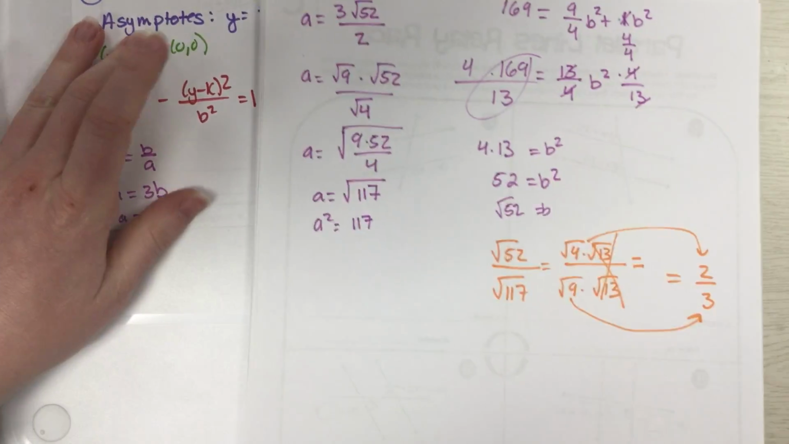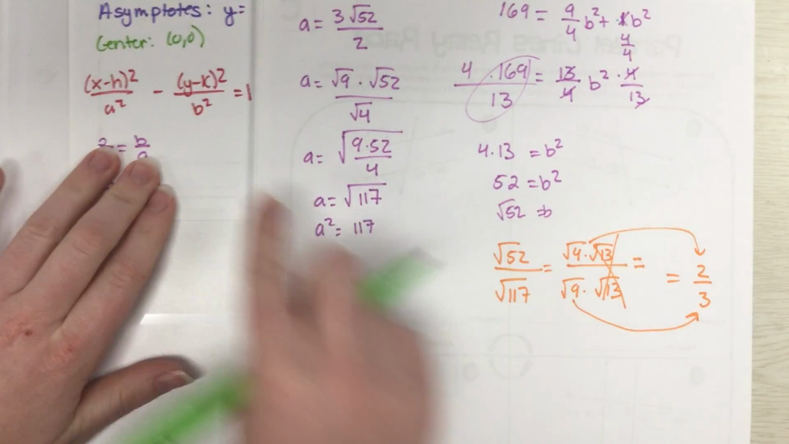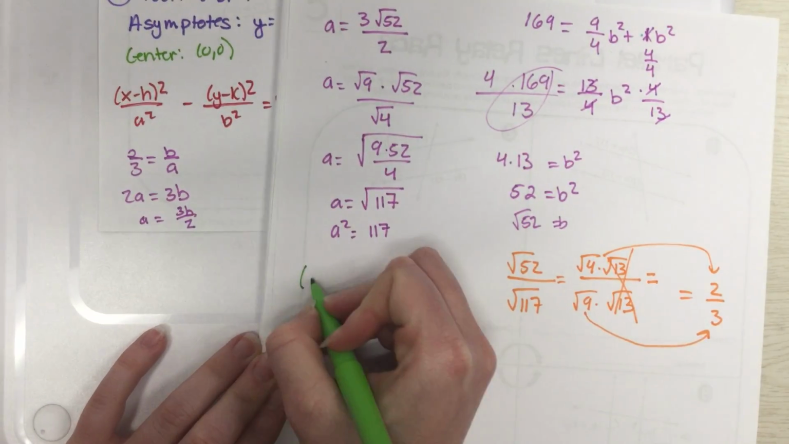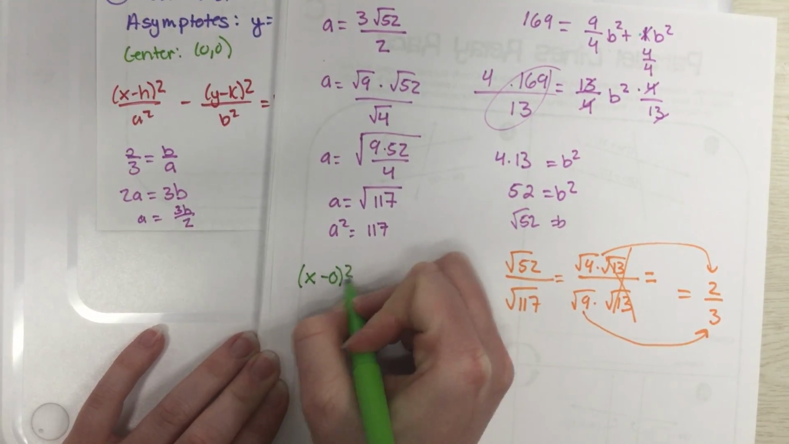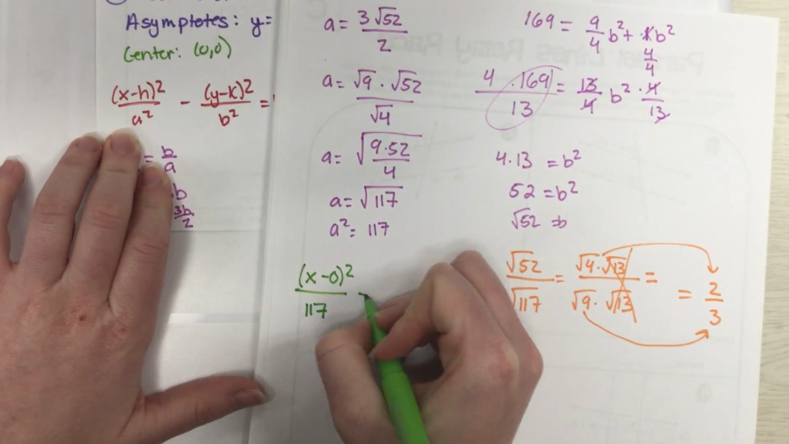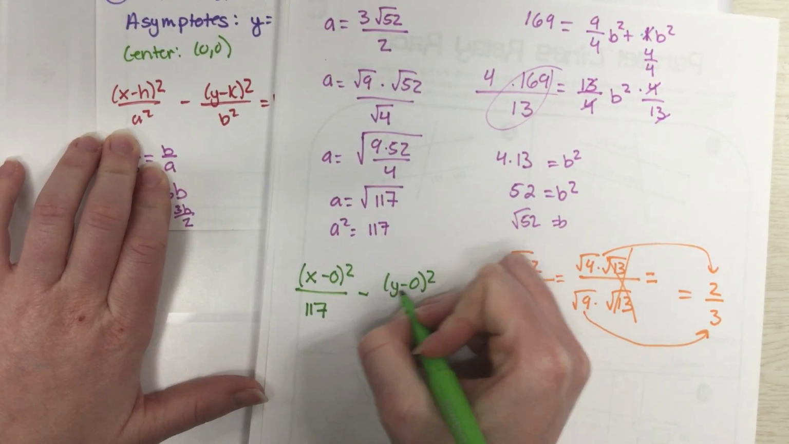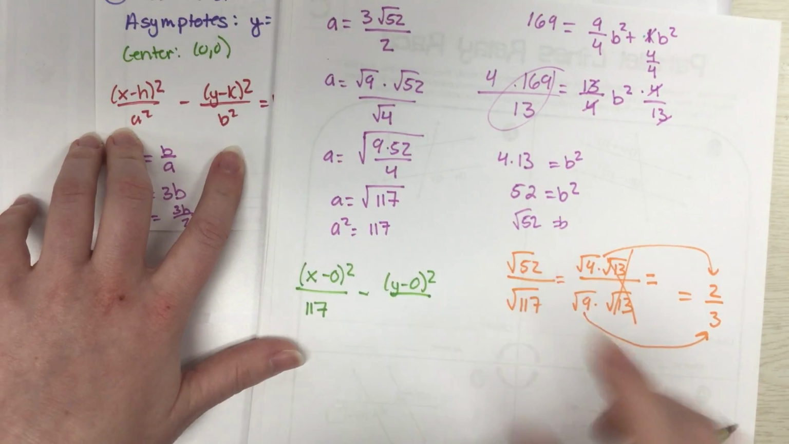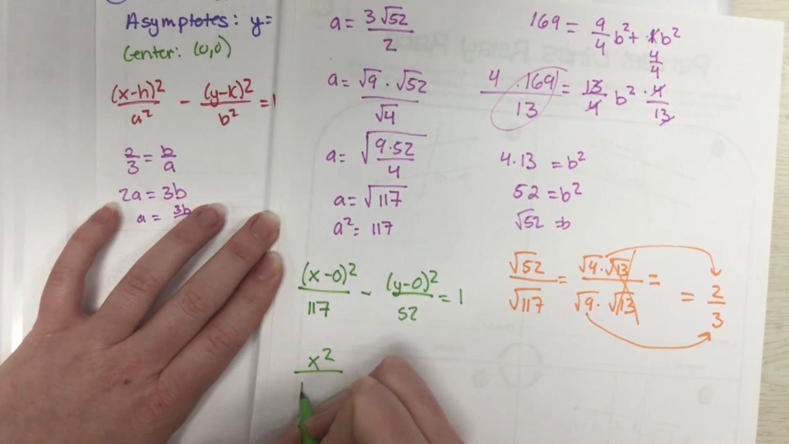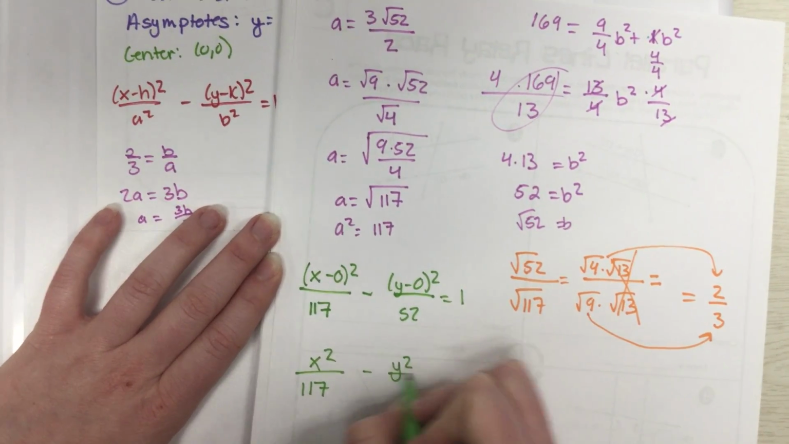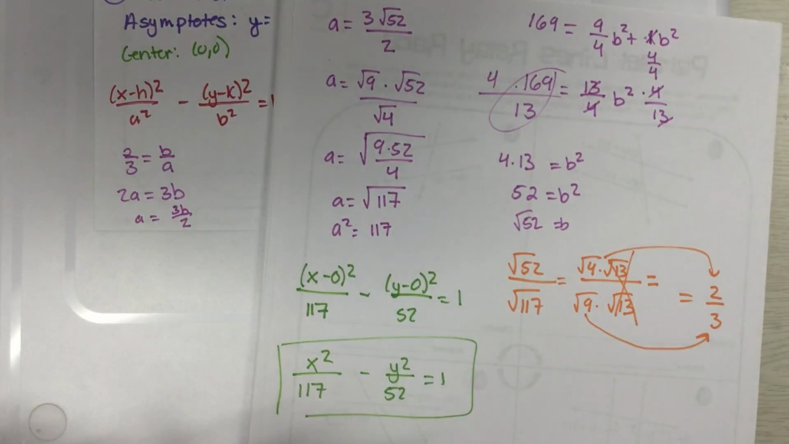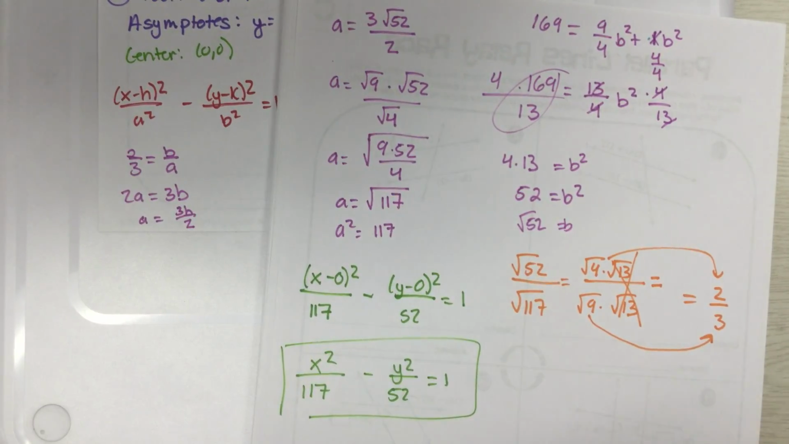Our center was at 0, 0. So we can go ahead and plug it back into this big equation. All right, we're gonna do our x minus 0 squared over a squared, which is 117, minus y minus 0 squared over our b squared, which is 52, equals 1. I'm gonna just write it like this because you don't really need to write a minus 0. And that is your answer. All right, let me know if you need another example of that topic. I know that one's kind of tricky.